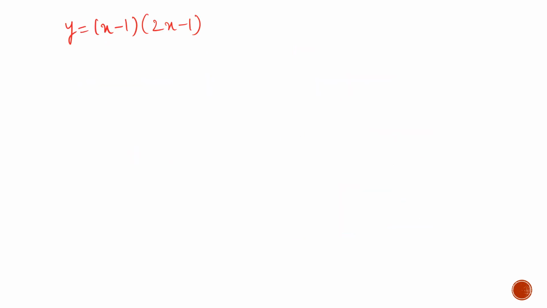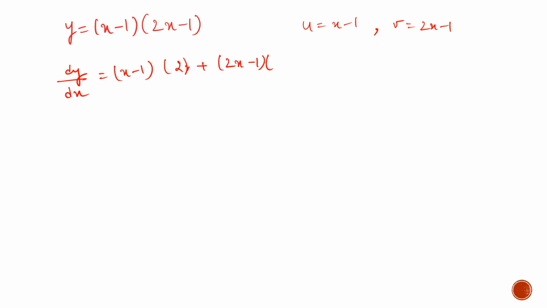So we have this question again. Again we will be using the product rule. u is x minus 1 and v is 2x minus 1. So here dy by dx will be the first function as it is, the second one's differentiation, which is 2, plus the second function as it is, the first one's differentiation, 1. So it is 2x minus 2 plus 2x minus 1. So it is 4x minus 3. So this was the answer which we got previously.